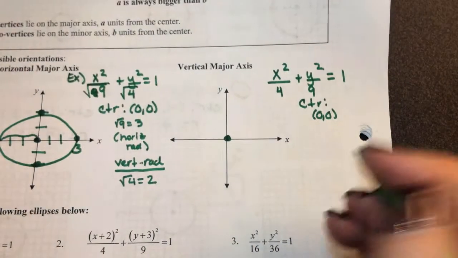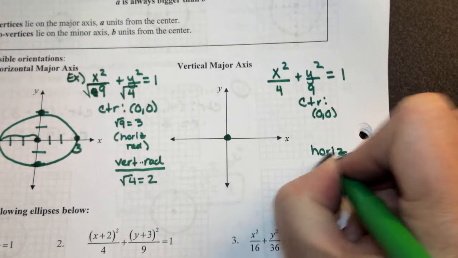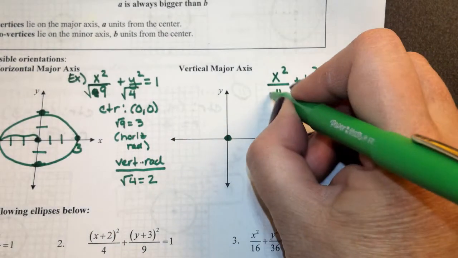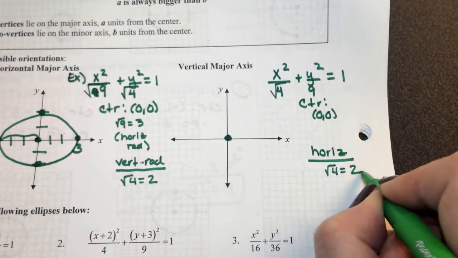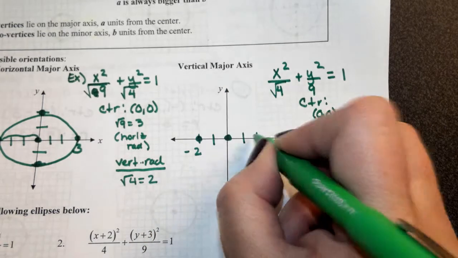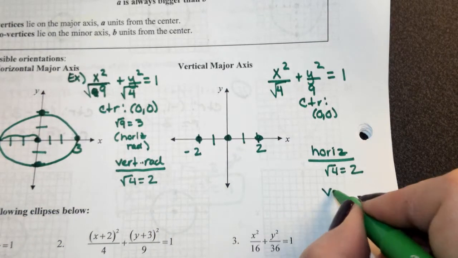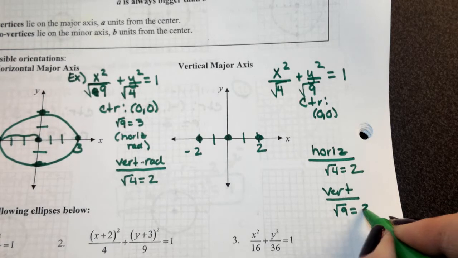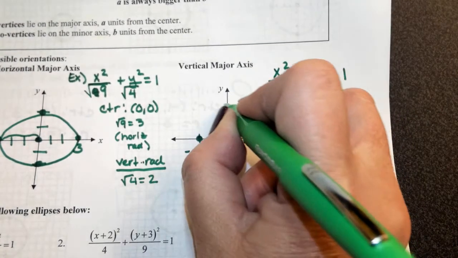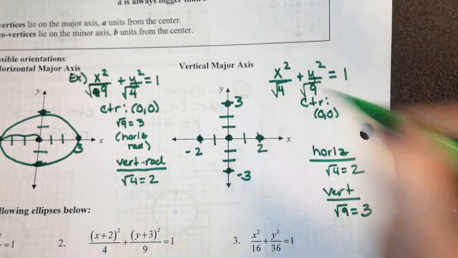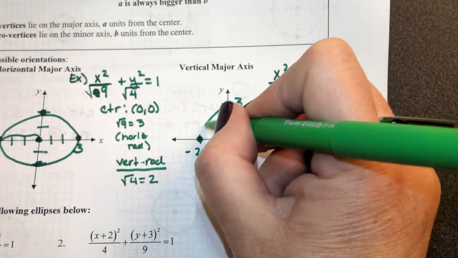But now to find the horizontal radius, again, whatever number's underneath x, that's the number that goes left and right of the center. So I'm going to take the square root of 4, and the square root of 4 is 2. So I'll go 2 units to the right, 2 units to the left of my center. To find that vertical radius, I'm going to take the square root of the number that's underneath y. What is the square root of 9? The square root of 9 is 3. So I'll go 3 units above the center, 3 units below the center to find those outer points on the ellipse. And then I can connect those 4 points.